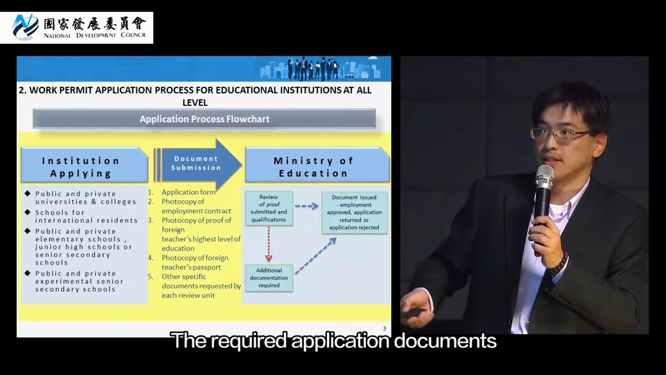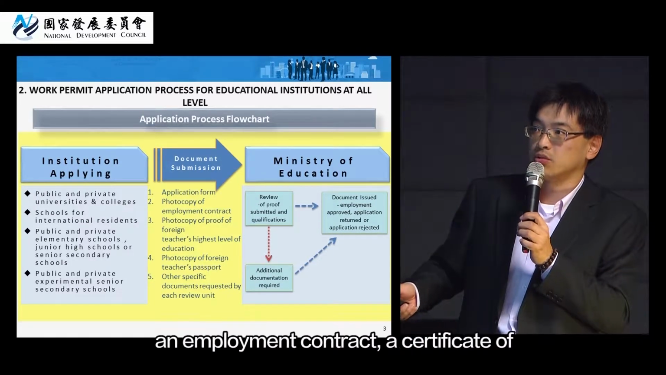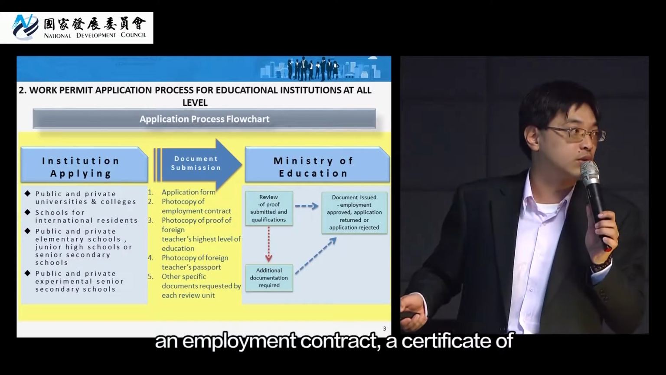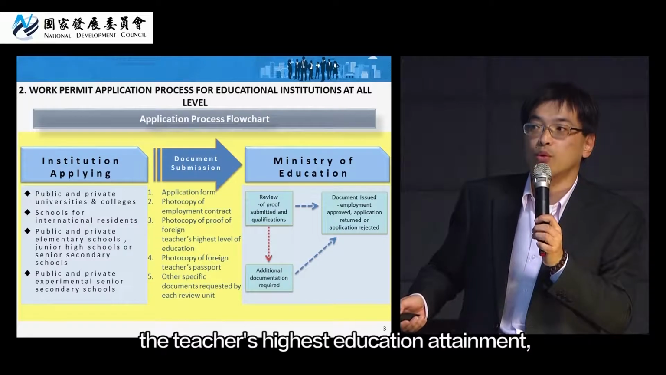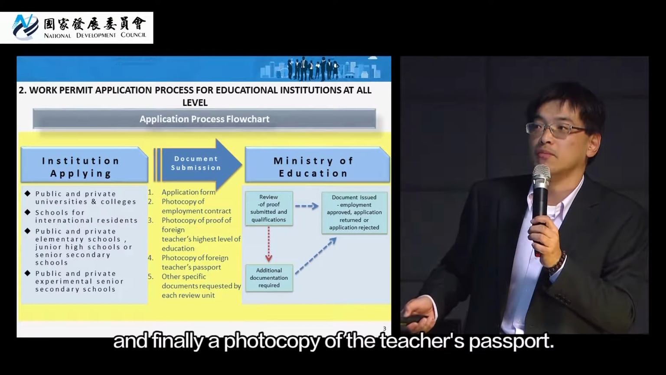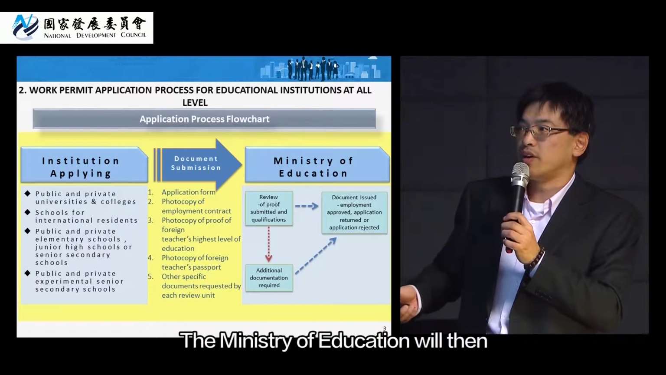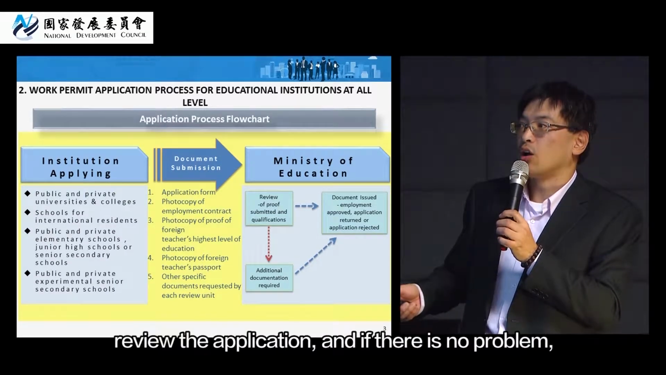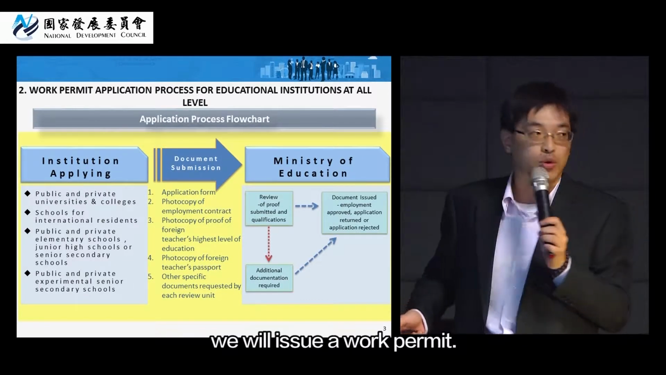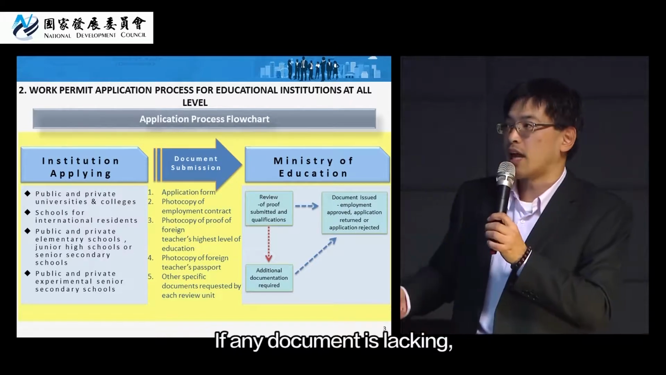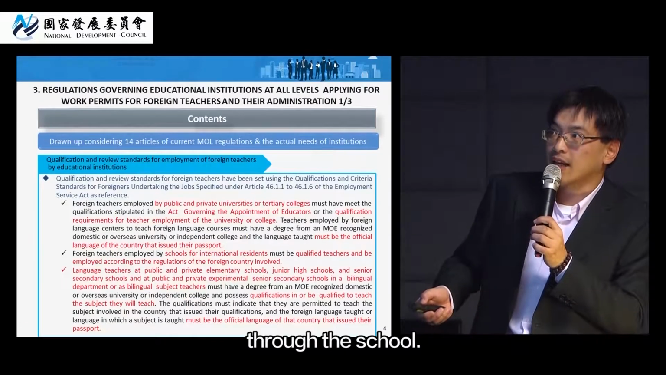The required application documents include an application form and employment contract, a certificate of the teacher's highest education attainment, and finally, a photocopy of the teacher's passport. The Ministry of Education will then review the application, and if there's no problem, we will issue a work permit. If any document is lacking, we will request the requisite supplementation through the school.